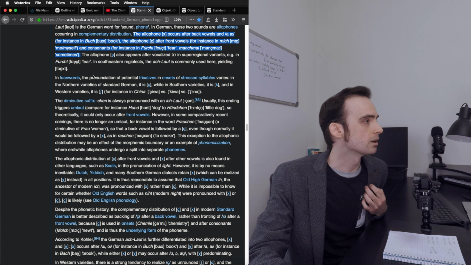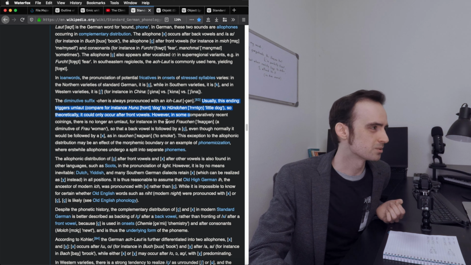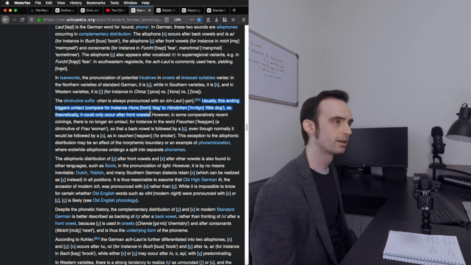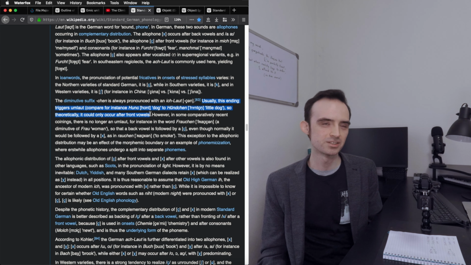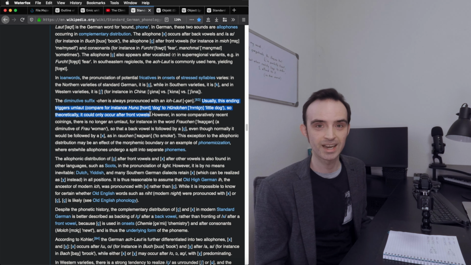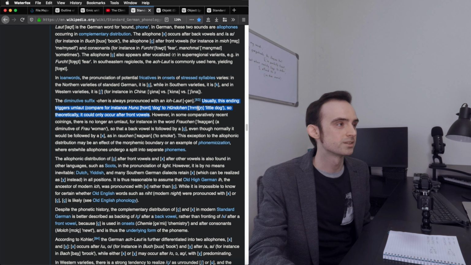But if we look over here, it says that there are certain exceptions to this rule, and the reason I want to talk about this exception is to show that as the language evolves, as new things happen, the system can shift, and then certain allophones can become phonemes. And perhaps this is what is happening in German here.